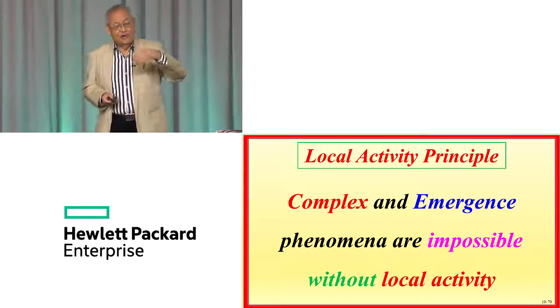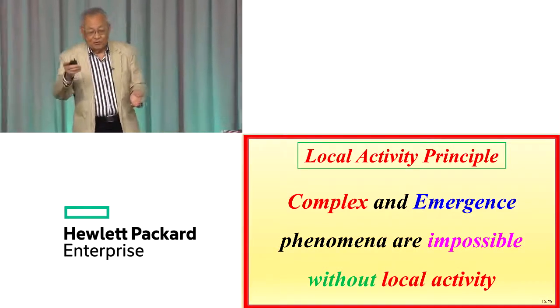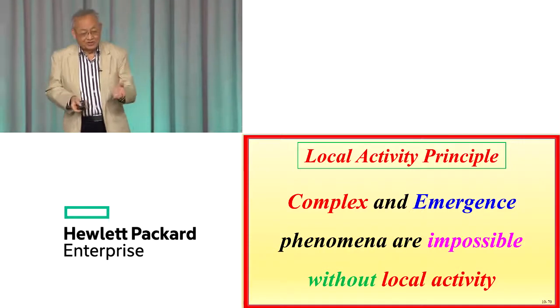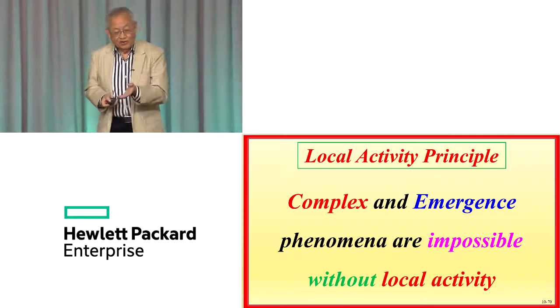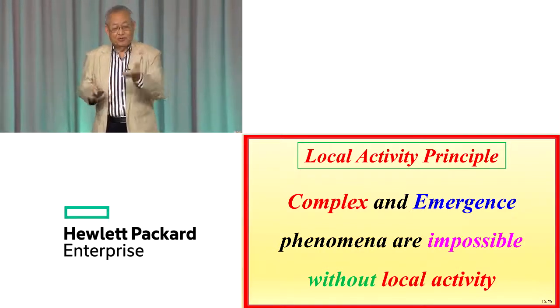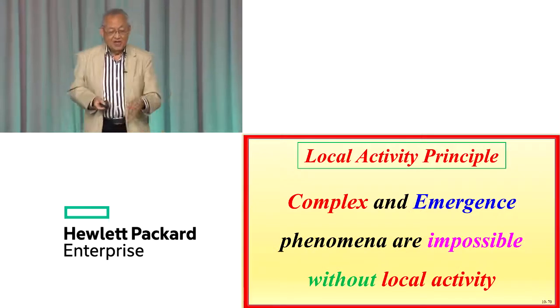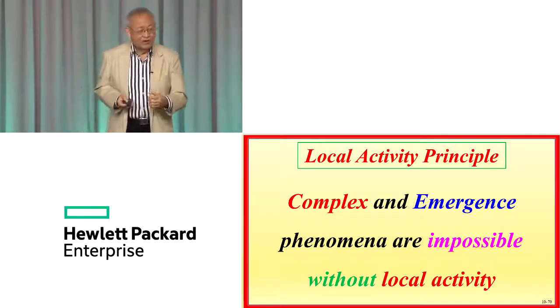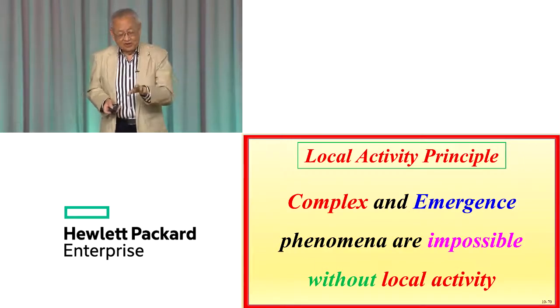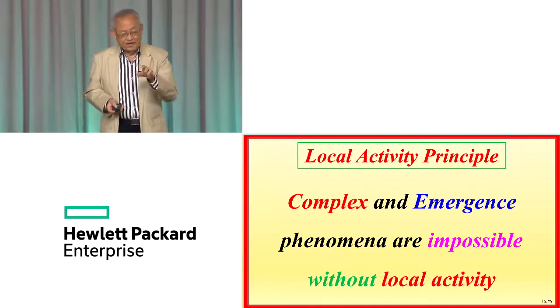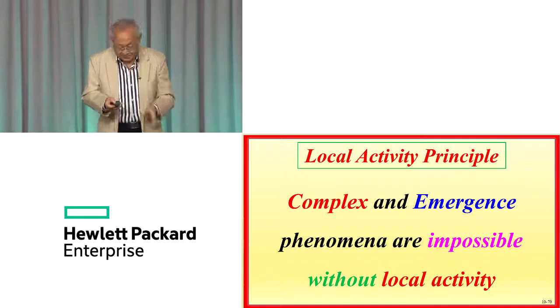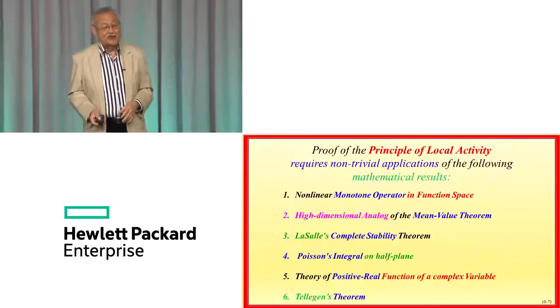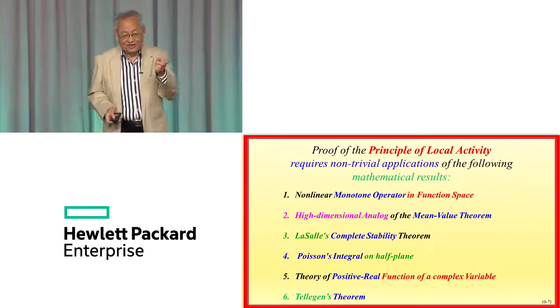So they all fall in terms of something is impossible. Well, this is another kind of impossible situation. He said that if you don't have local activity, it's impossible to have complexity, or restated, complexity or complex emergent phenomena are impossible without local activity. This is the Deep Theorem because it tells you that without this, you are going to have nothing, okay? And the proof is non-trivial. You can see that it's very mathematical.